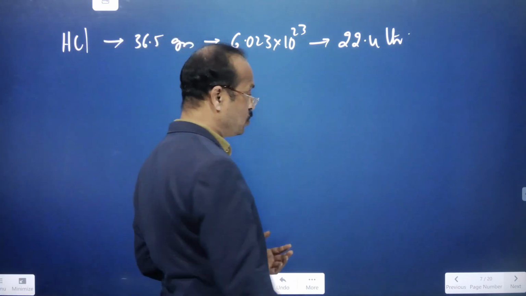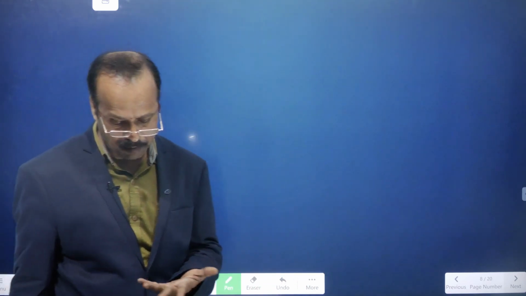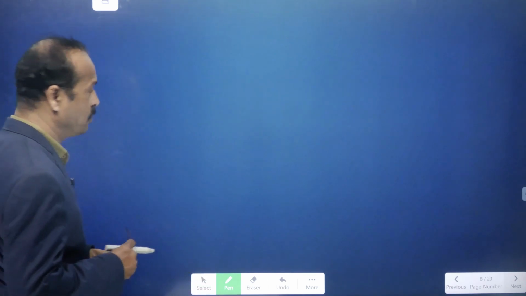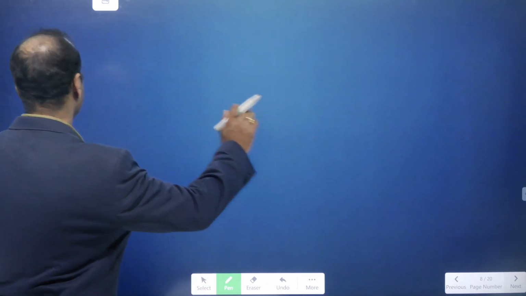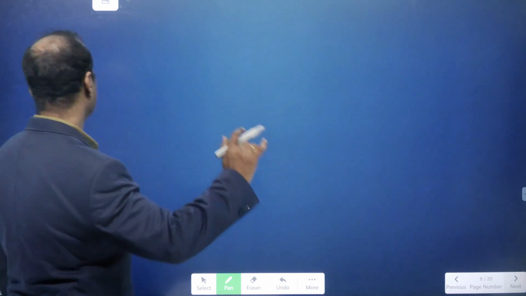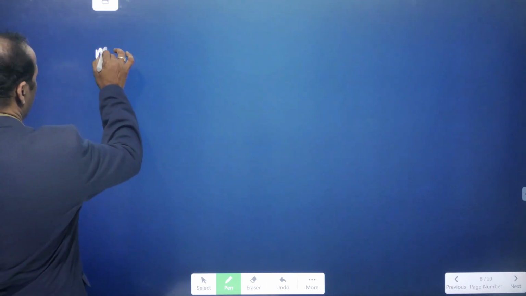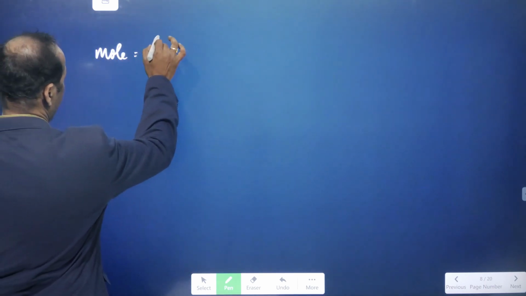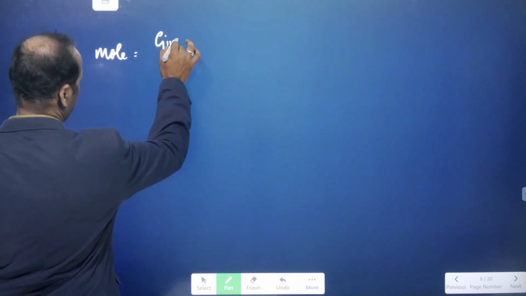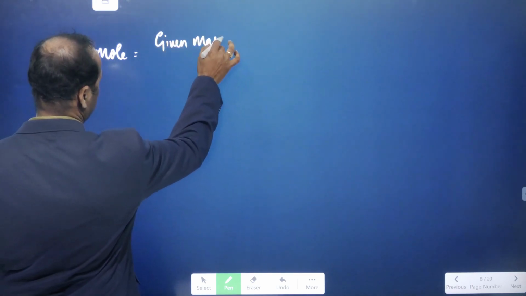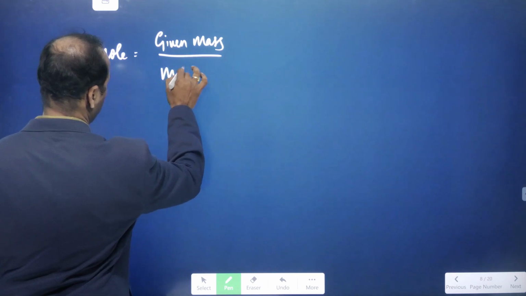Now we are in 7th class. When you go to the 8th class, you will be learning how to find the number of moles if the molecule's mass is given. For example, here, I am not going to explain this, just how to calculate the number of moles. Mole is equal to given mass by molecular mass.